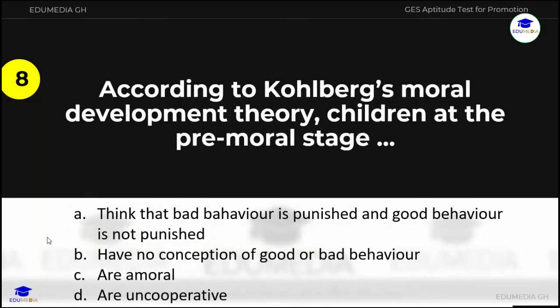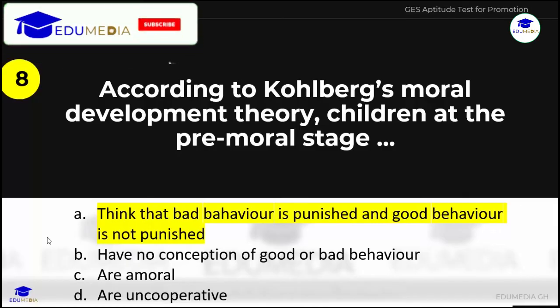Question number 8. According to Kohlberg's moral development theory, children at the premoral stage A. Think that bad behavior is punished and good behavior is not punished. B. Have no conception of good or bad behavior. C. Are amoral. And D. Are uncooperative. The correct answer for question number 8 is A. Think that bad behavior is punished and good behavior is not punished.